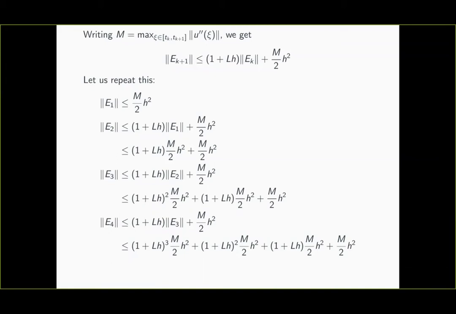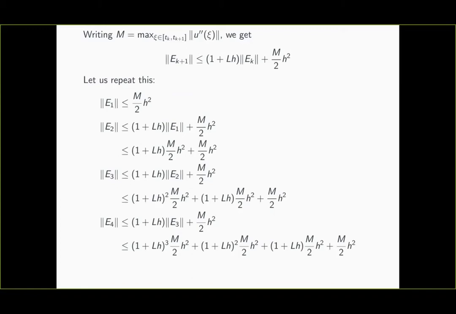Now let's use this recursive formula again for the second error, e2. So the Euclidean norm of e2 is bounded from above by 1 plus Lh times the previous error, e1, in Euclidean norm, plus M over 2 h squared.